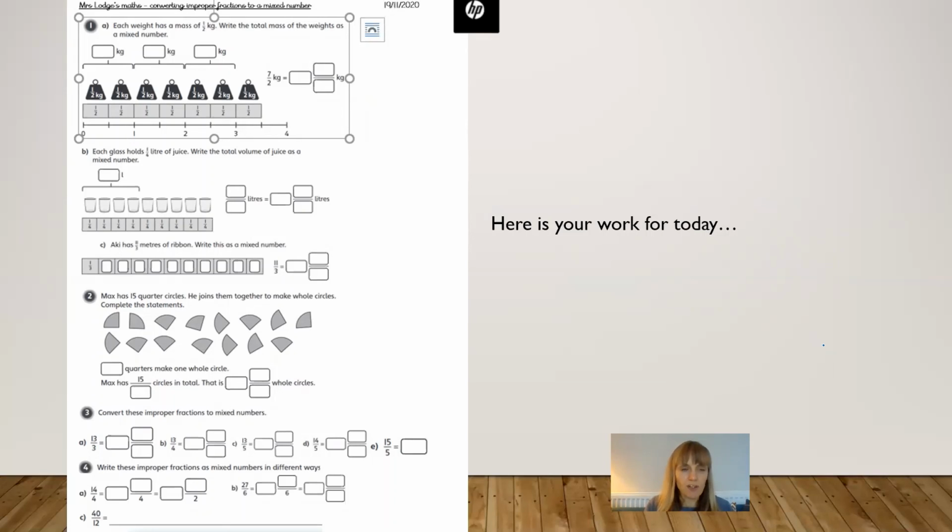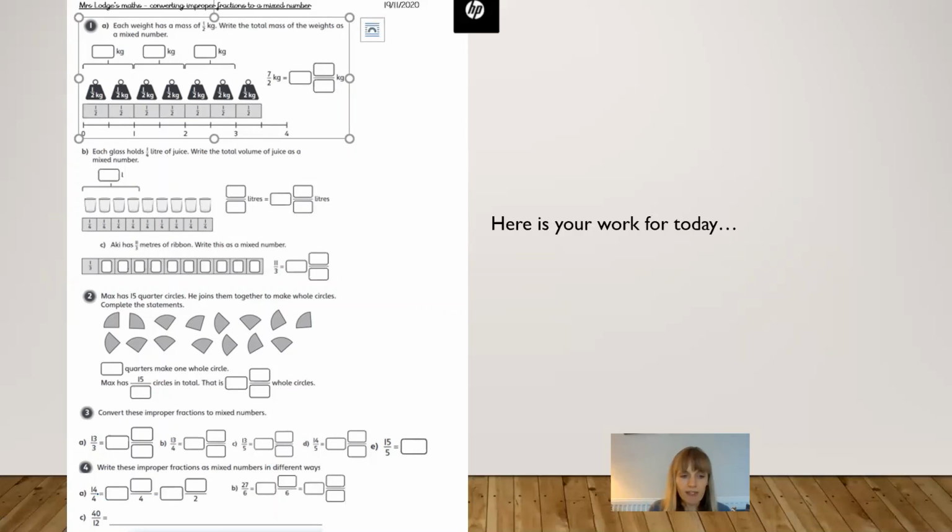Now, the first part of this work is all about writing them down, and actually it's very visual, so you can count with the things given to you. And then as you move through, you can see lower down on questions 3 and 4 that you've got to have a go at doing like we've just done and putting them from an improper fraction into a mixed number. So remember to divide the numerator by the denominator. And then it looks like in question 4, you've got to write them in lots of different ways.